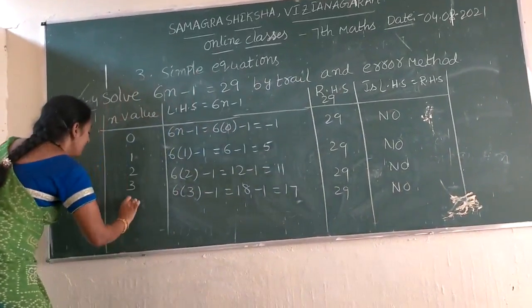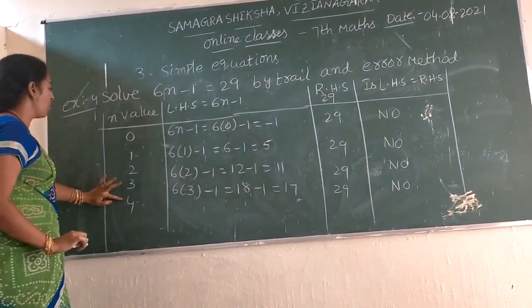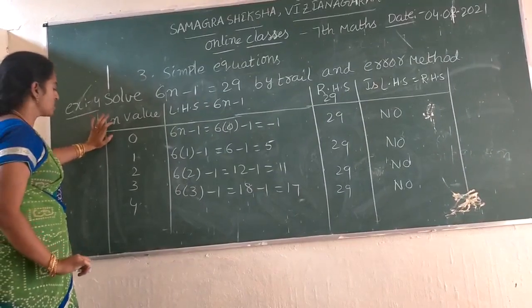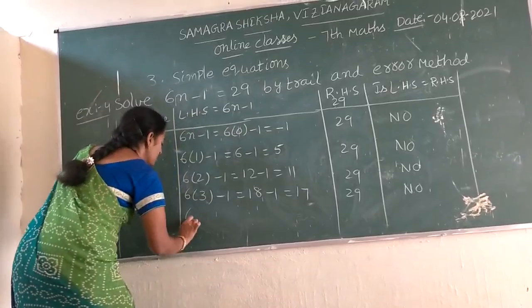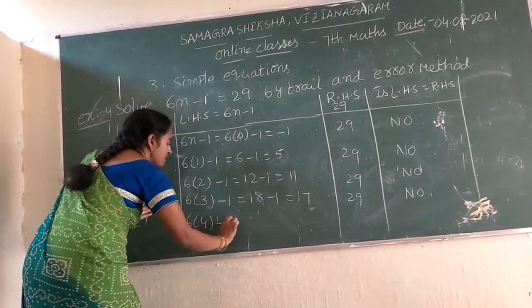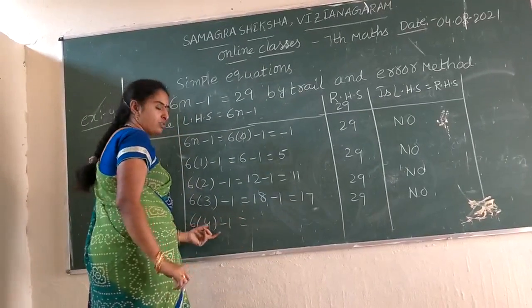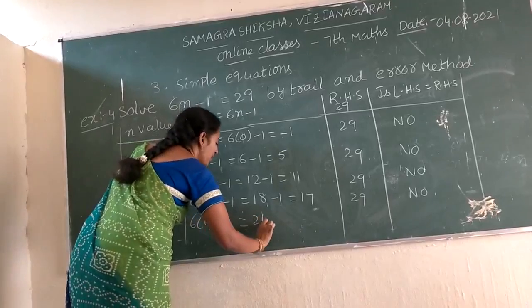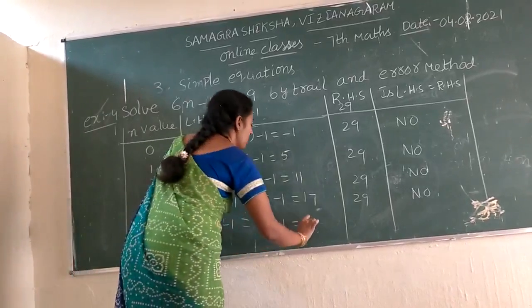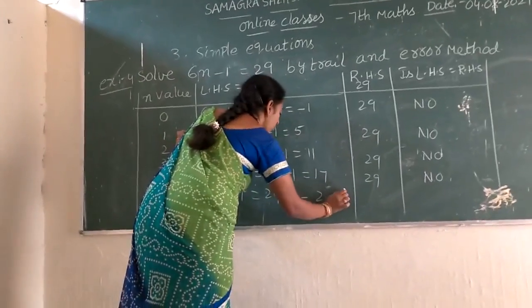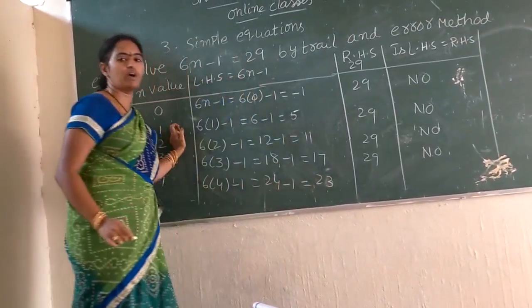Next, we take the value of n as 4. Next, we have to substitute n equal to 4 in this. 6 into 4 is 24, 24 minus 1. We get 24 minus 1 is 23.